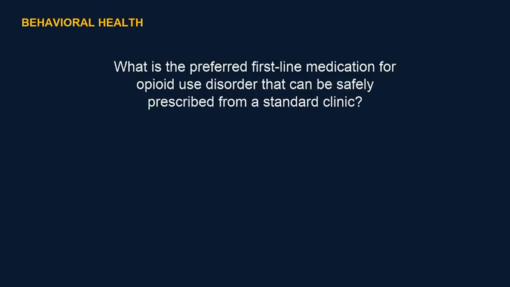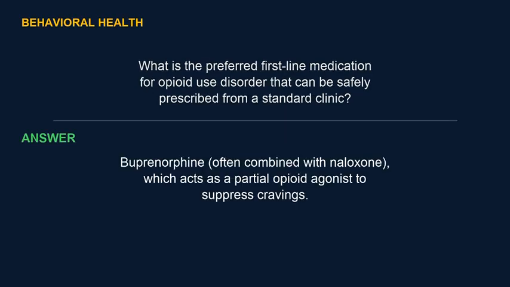What is the preferred first-line medication for opioid use disorder that can be safely prescribed from a standard clinic? Buprenorphine, often combined with naloxone, which acts as a partial opioid agonist to suppress cravings.